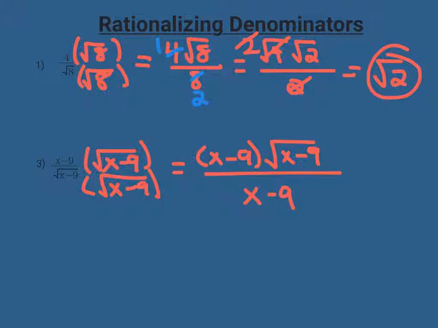Now, it's actually a good thing I didn't distribute this x to the radical and the negative 9 to the radical, because as you can see, the x minus 9 in the numerator is going to cancel with the x minus 9 in the denominator, and it leaves me with just radical x minus 9.